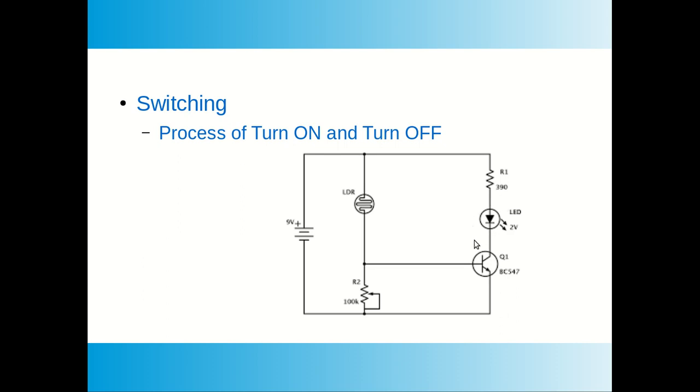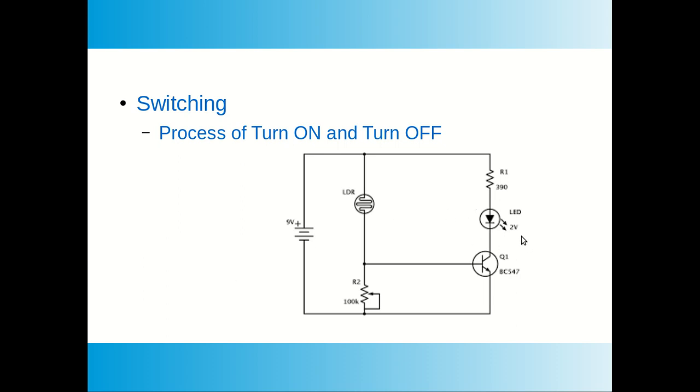When the sun sets, the light falling on the LDR becomes very low, or no light is falling on it. In that case, the LDR resistance is very high, which turns on the transistor Q1. Once the transistor is on, a collector current starts flowing. This is the collector side of the transistor. When the collector current is flowing, it will also drive the LED, so the LED will be on. This is a simple example of automatic turn on and turn off of a street light.